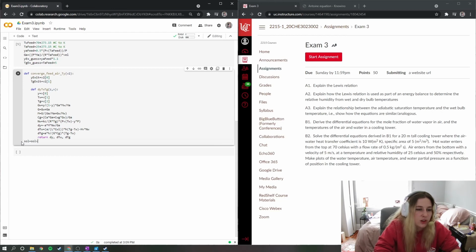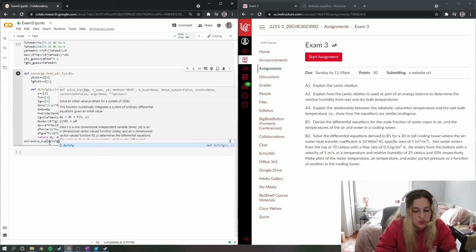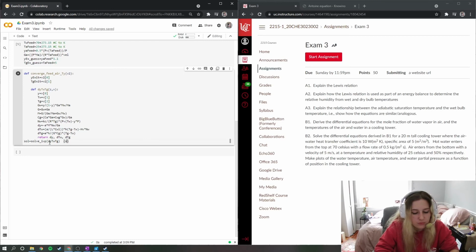So sol is going to equal solve IVP, for the initial value problem. And as you can see, we have function, t-span, y naught, the method, and we're going to do dense output. So the function is the dy tw tg, or is that what I called it? Yeah, tg. Oh, I need to look at the screen more. The t-span is going to be from 0 to our max height, which is 20, which is given in the problem.